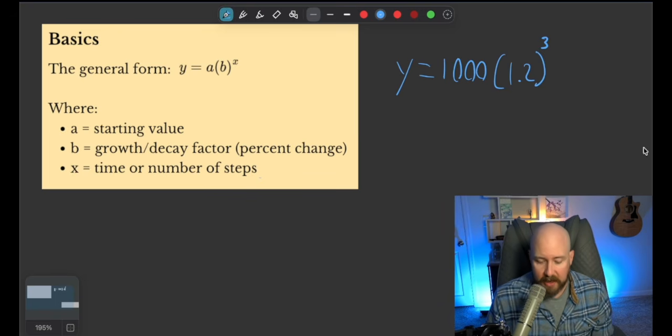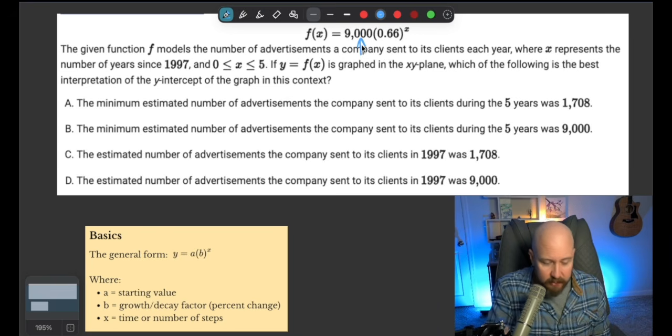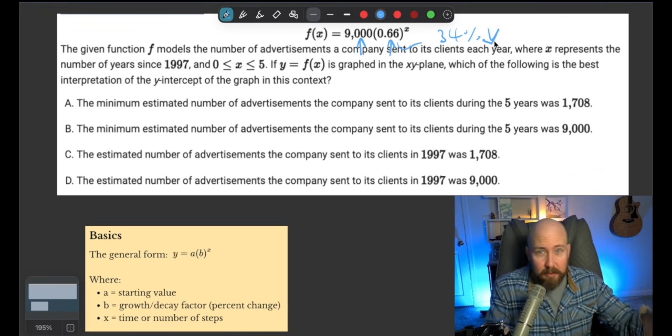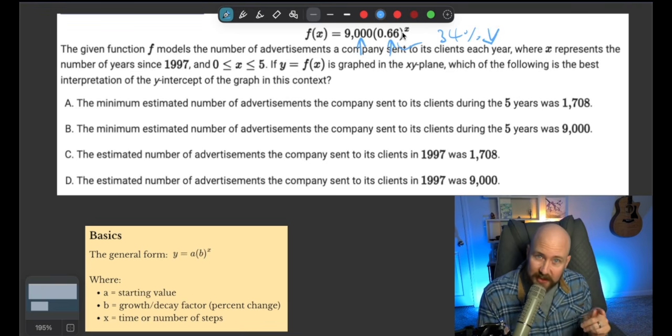Better yet, let's look at an actual SAT question to see what this looks like. We basically just want to analyze this with what I just taught you. So we know that this number 9,000 is going to be some sort of a starting point, and we know that this is going to be a percentage decrease. We should know that this is going to be a 34% decrease because 100% minus 34% would be 66%, which is what we see here, right? And if you're not comfortable with that, you might want to watch my percentages video, by the way.